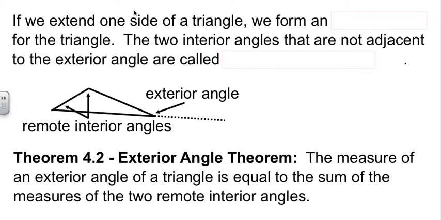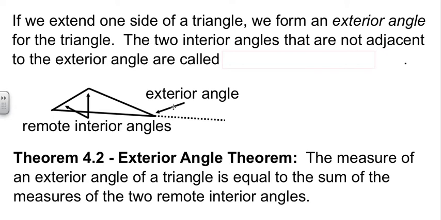Now, another kind of angle that we need to talk about is called an exterior angle. You'll probably hear me say external angle. I use the 2 words interchangeably. But the idea is we're going to take one of the 3 sides of a triangle and we're going to extend it. Now when we extend that side, we form this exterior angle.